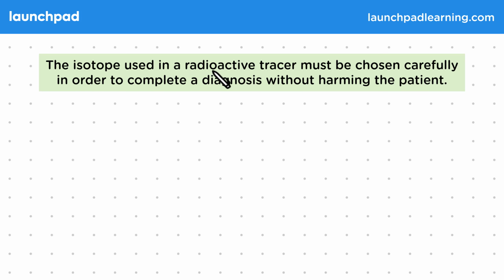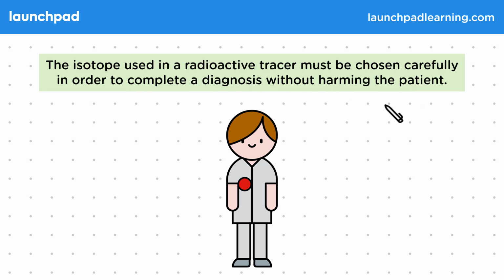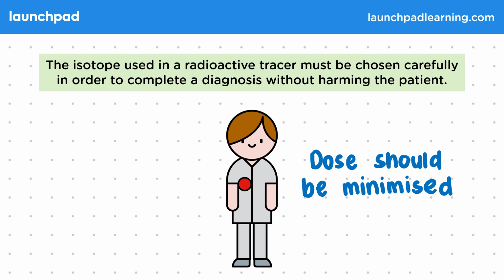The isotope used in a radioactive tracer must be chosen carefully in order to complete a diagnosis without harming the patient. Remember that we use radioactive tracers to investigate organs internally, but we must consider the dose carefully as it can increase the risk of cancer by killing cells, so the dose should be minimised. Doctors have to consider the risk of any irradiation before starting the treatment.